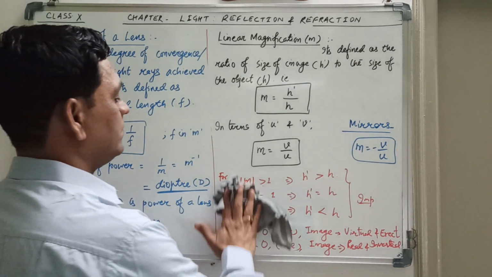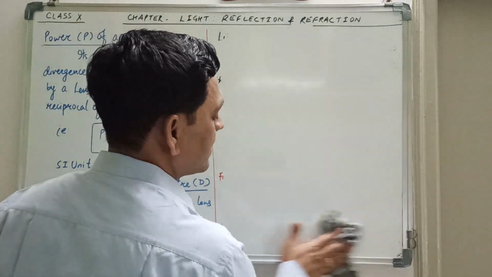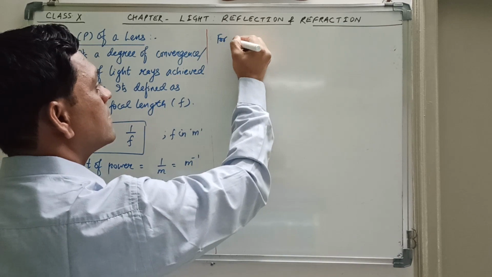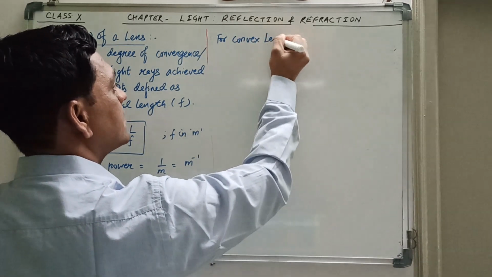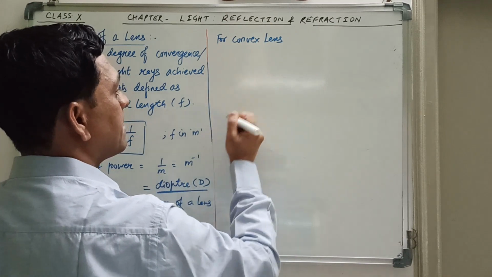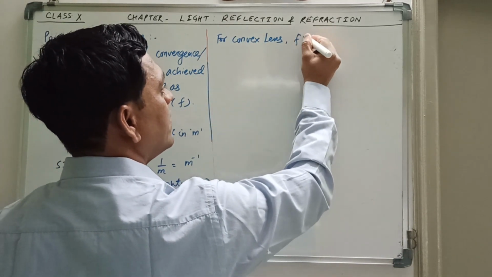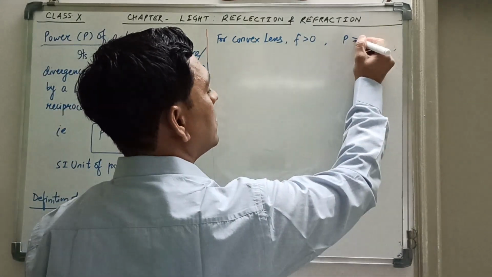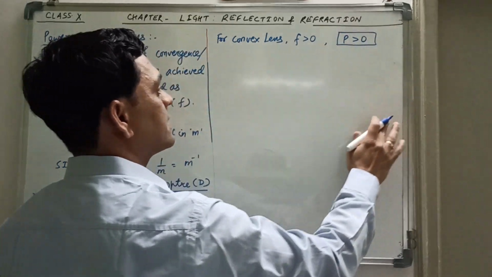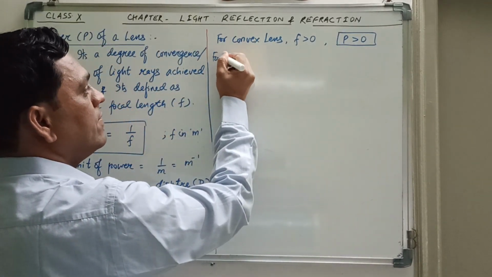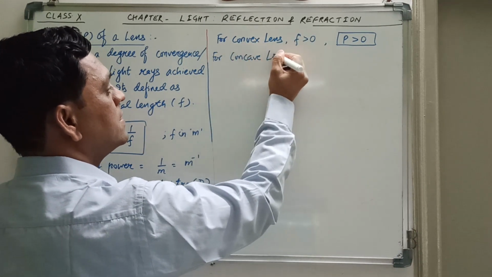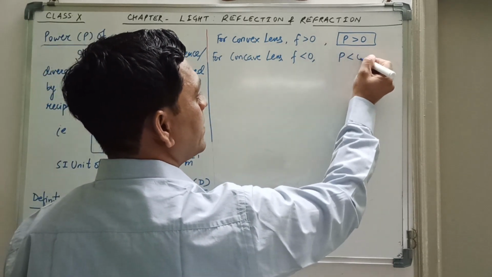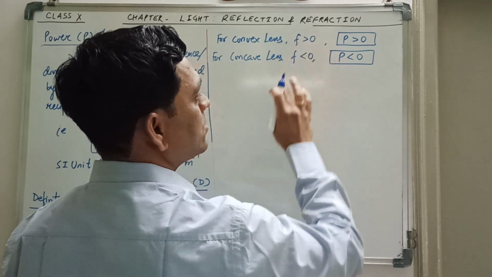All done? Then we know from the Cartesian sign convention for spherical lenses that we have done, for a convex lens, F is always greater than 0, means the focal length of the convex lens is positive. So you remember, power will always be positive in case of a convex lens, correct? Similarly, for a concave lens, F is less than 0, so P will be less than 0. Less than 0, greater than 0 implies the sign here.